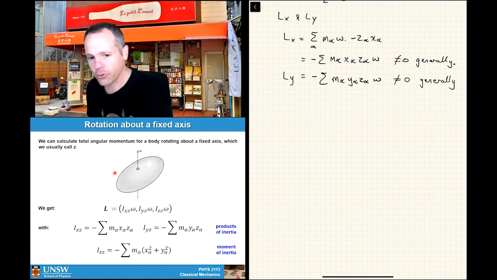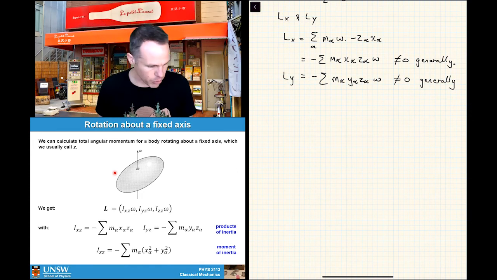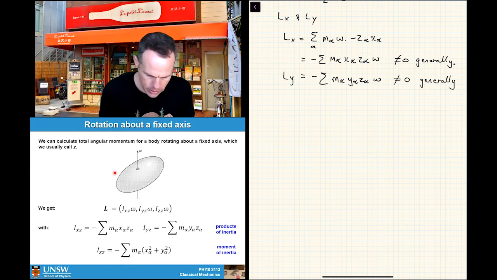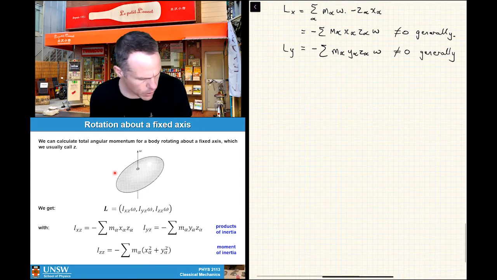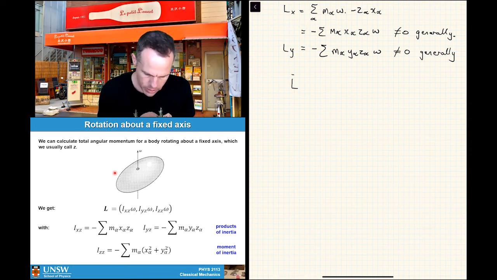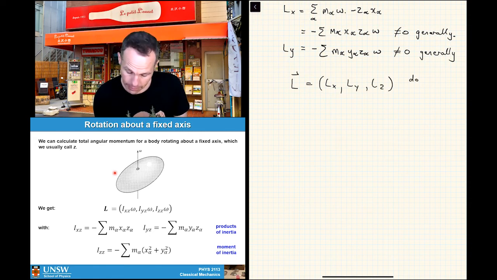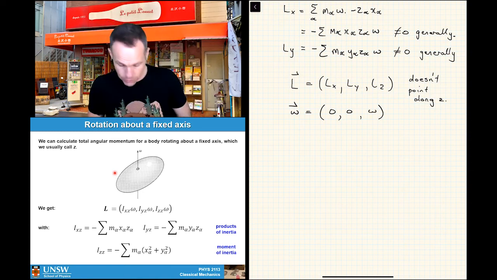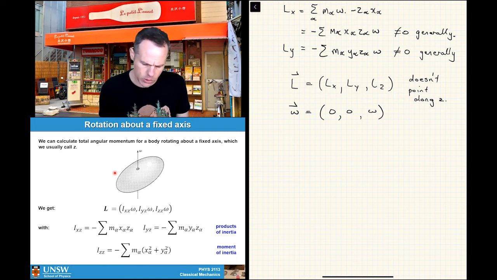But if you start to break your symmetries in these problems, what tends to happen is that these two terms Lx and Ly are not 0, and so you can have an L that has Lx, Ly, and Lz. So it doesn't point along z. And you can have an omega now, which is basically 0, 0, and omega, as we said before, because we're spinning about a fixed axis and we define that as our z-axis. And now we're in a little bit of trouble here, because in first year we would write an expression that looks a little bit like this.